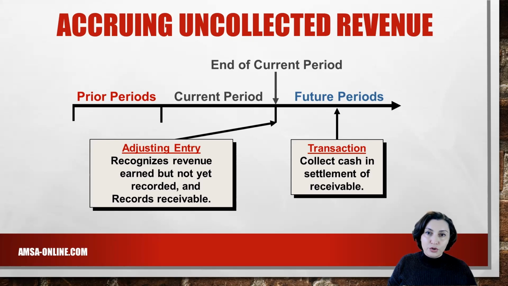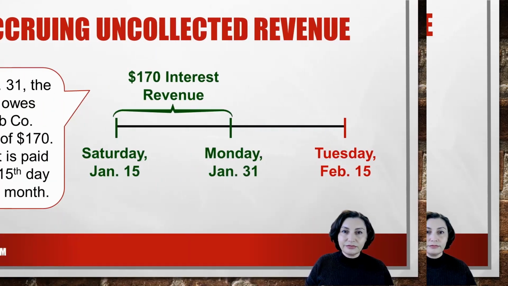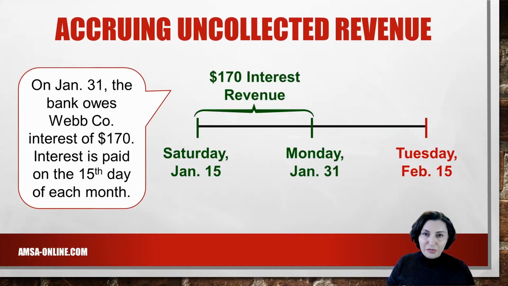Examples of revenue accruals include interest earned on investments or loans made to others, and work completed but not yet billed to the customer. In the adjusting entry, we will record a receivable, an asset account, usually called other receivable, and recognize the revenue earned by increasing or crediting an appropriate revenue account. Let's look at another example.